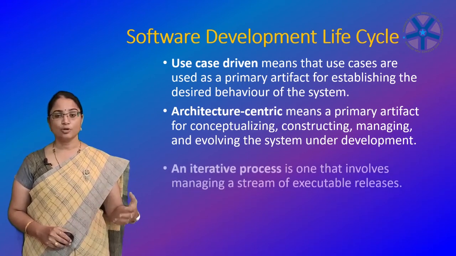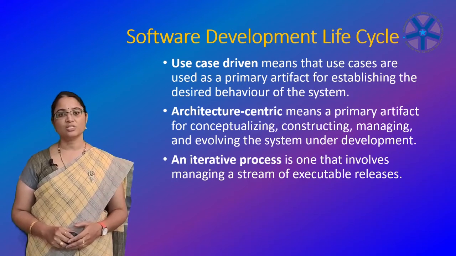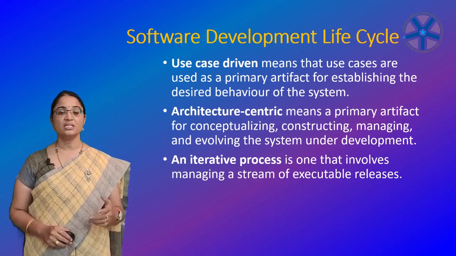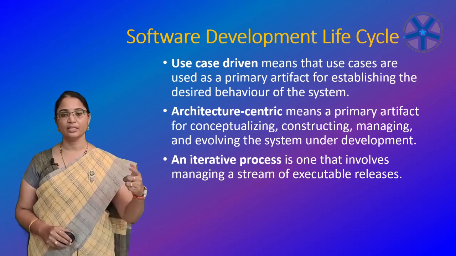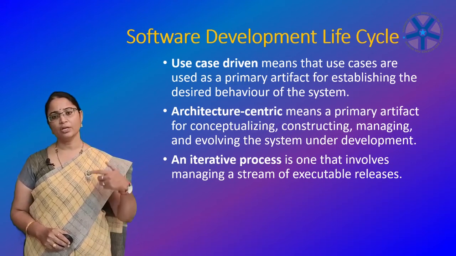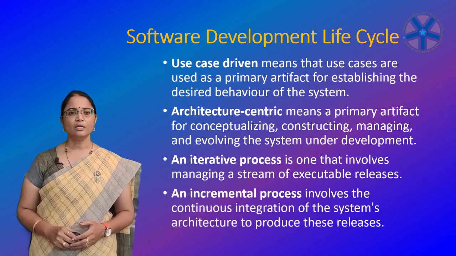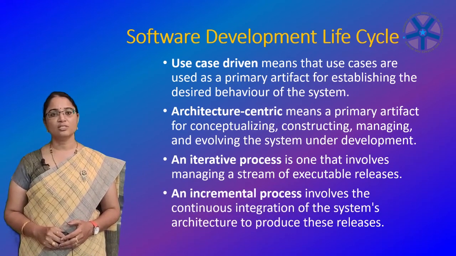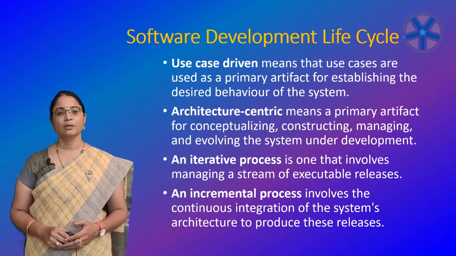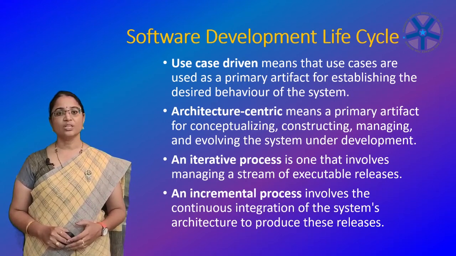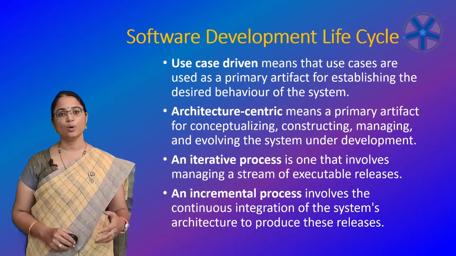And the iterative process, the name itself indicates iterative. An iterative process is one that involves managing a stream of executable releases. We'll go on releasing, we'll take the feedback from the users and we'll release the new version. This is nothing but the iterative process. An incremental process is one that involves the continuous integration of the system's architecture to produce these releases, with each new release embodying incremental improvements over the other.